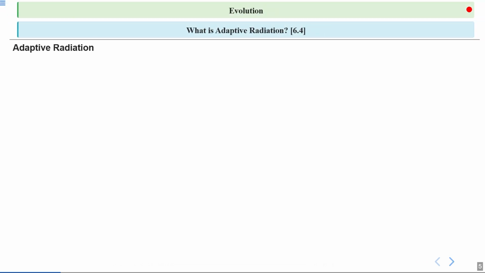So let's begin with today's session. Today we'll be talking about adaptive radiation. Let's first understand how you can define adaptive radiation. See, this is a process of evolution. It's a mechanism by which species evolve and adapt to new environments. And this leads to increased biodiversity.